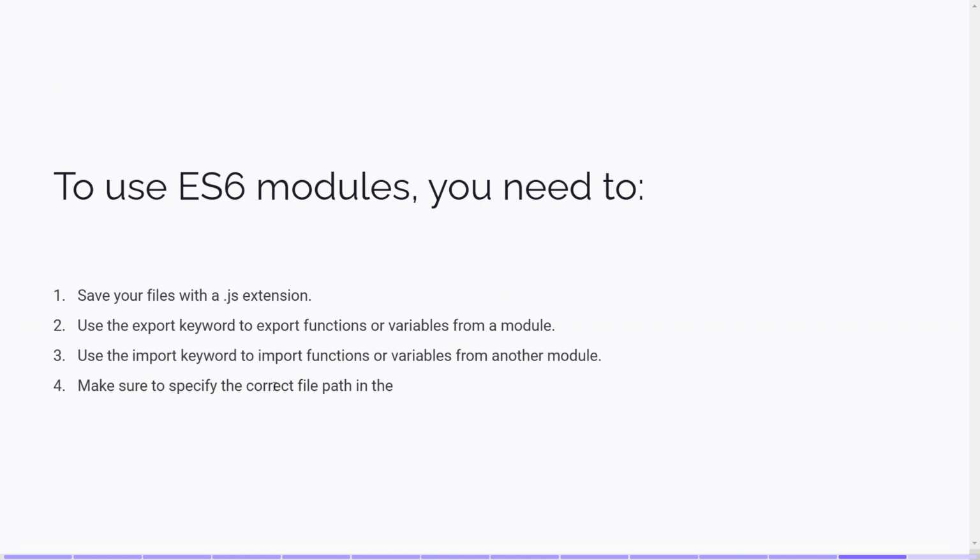ES6 modules. To use ES6 modules, we need to save our files with a .js extension, and we use the export keyword to export functions as I've already said, and we use the import keyword to import functions. So here we need to make sure that the correct file path is given. That is, we can see here.